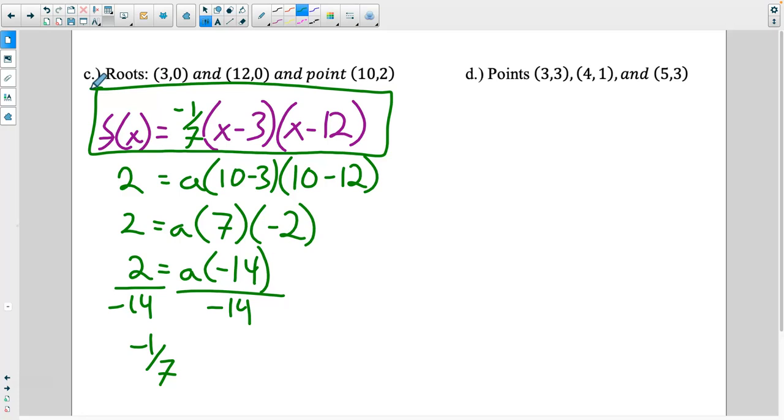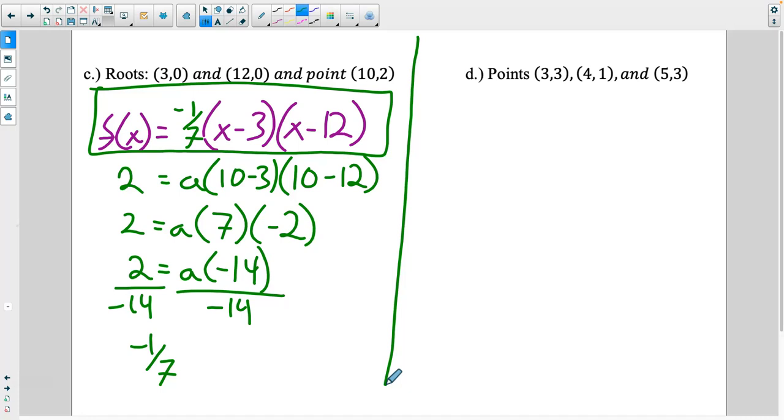What questions do we got? Any? All right, then letter D. So letter D is unique. Do we have a vertex? No, we don't. Do we have an x-intercept? We do not.